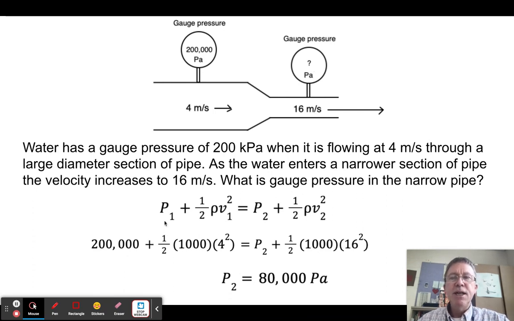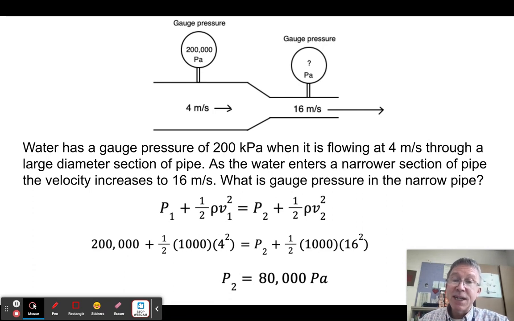So I'm simply going to use Bernoulli's equation. P1 plus the kinetic energy per unit volume equals P2 plus the kinetic energy per unit volume. So I'm just going to substitute in 200,000 pascals. Remember the density, this is supposed to be with water. Is water flowing through here? Does it say? Yes, it says water. So water has a density of 1,000 kilograms per cubic meter.